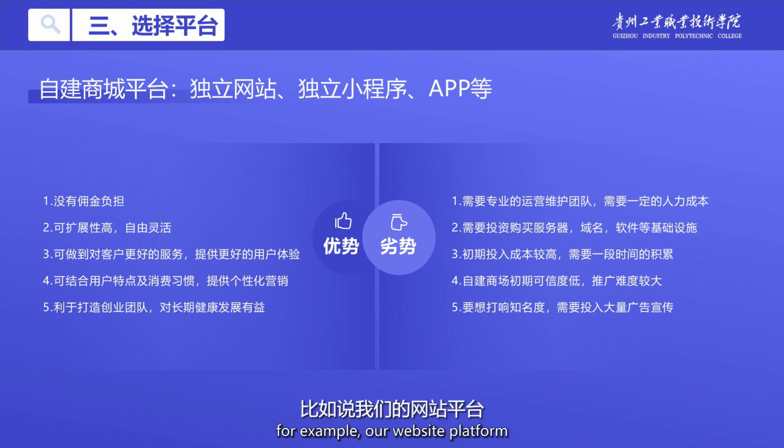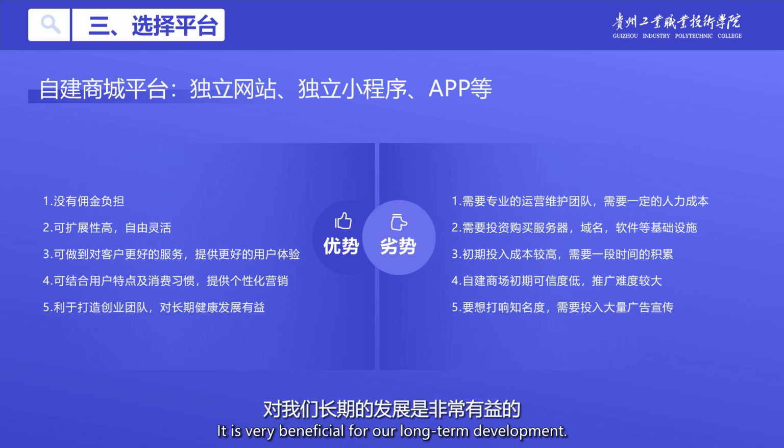For example, our website platform can have different types of members. Some are those who spend over 10,000, some spend less than 10,000, those who shop frequently, and those who shop less often. Based on different consumer habits, we can offer personalized marketing. This is very convenient. The fifth is beneficial for us to build an entrepreneurial team. It is very beneficial for our long-term development.